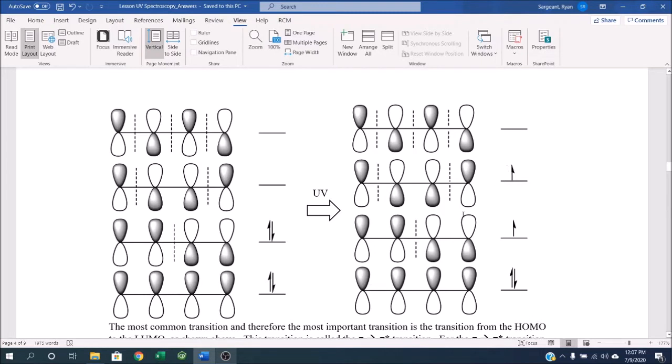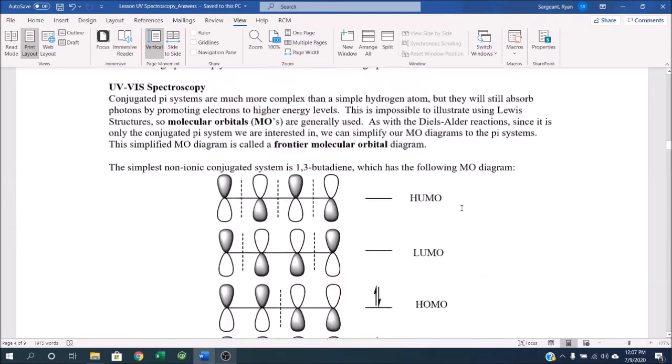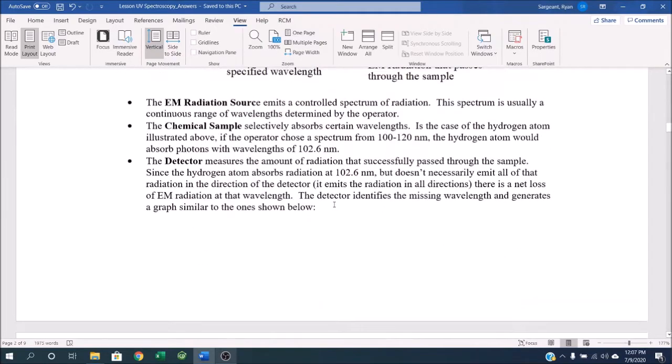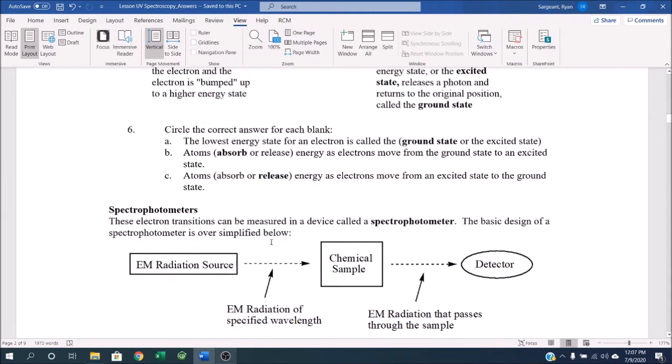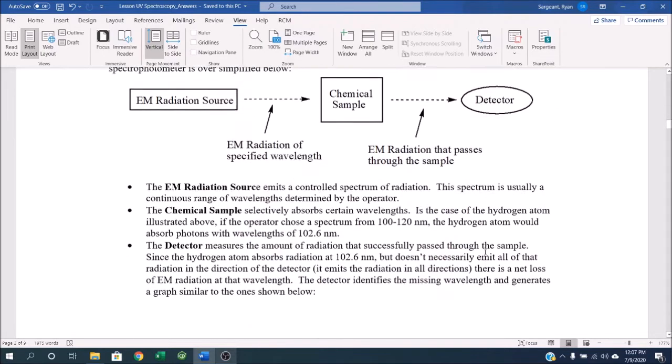And if we set 1,3-butadiene inside of our detector, so here we put it, we have a chemical sample right here. We put 1,3-butadiene in there. We shine ultraviolet light on there. And the energy associated with that HOMO-LUMO transition, that photon will be absorbed by the chemical sample, and the detector will identify that some photons have not made it through to the detector.